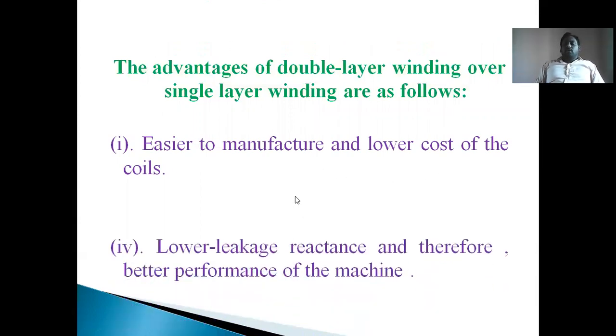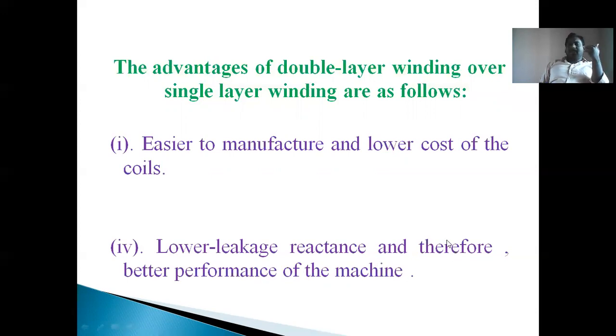And one more thing: when length is reduced, XL means 2 pi f L. Length is reduced, so what happens? Where L means inductance, which also depends upon the length of the machine. So that's why here lower leakage reactance and therefore better performance of the machine. Why is it lower leakage reactance? There is no air gap in a slot because we are providing double layer. The area can be occupied by the winding. That's why there is no air gap, and leakage reactance is also less.